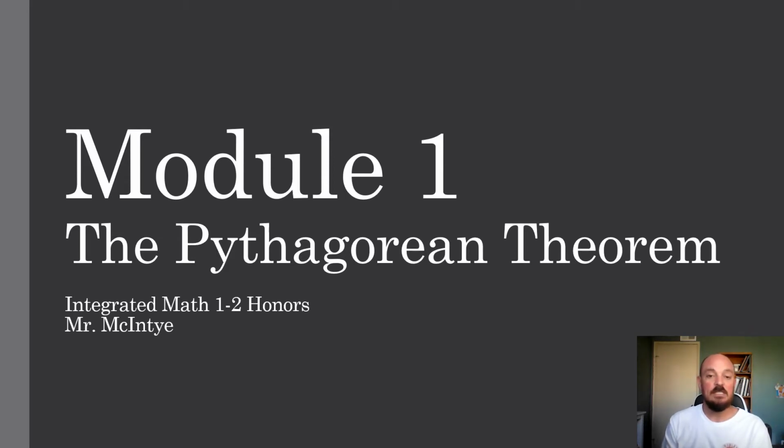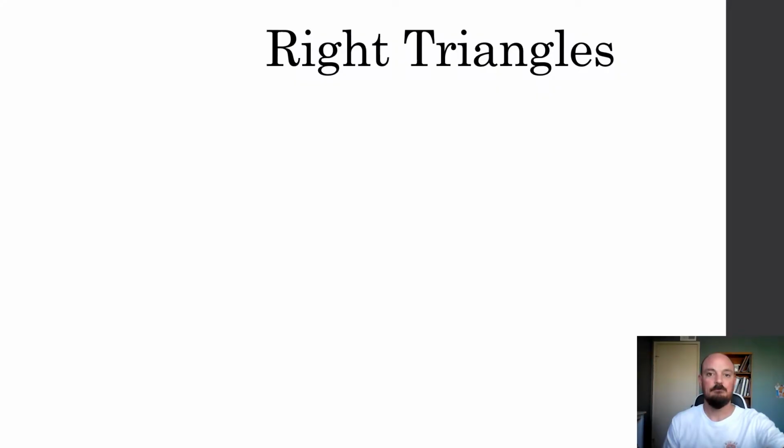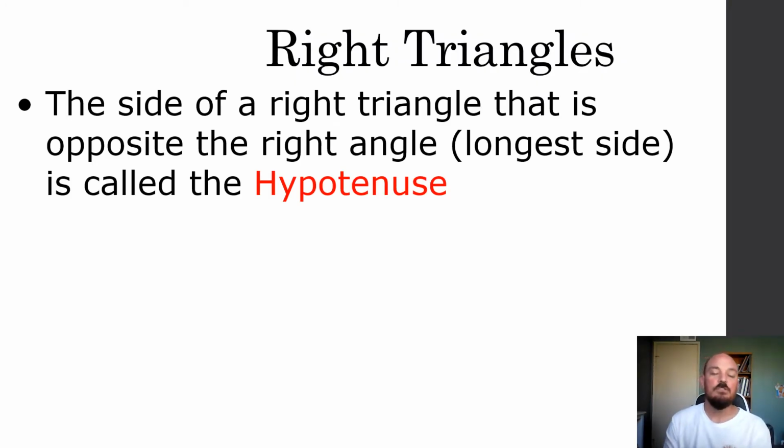I just wanted to take one day to talk to you guys about the Pythagorean theorem and make sure you guys know what it is and how to use it. So first of all, Pythagorean theorem is all about right triangles. There's some vocabulary you need to know. In a right triangle, first of all, every triangle has three sides. That's what makes it a triangle.